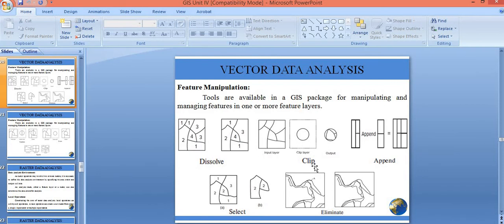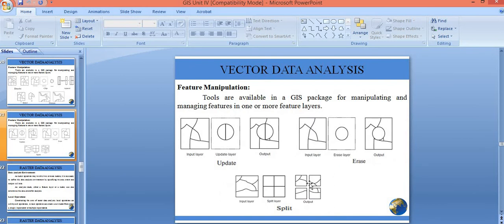Then you have clip operation. In clip operation, whichever you are telling as a clip layer, that area alone will be clipped. Then you have something called select. Whichever feature you are telling, that alone will be selected. Eliminate, whichever feature you are telling to eliminate, that will be eliminated.